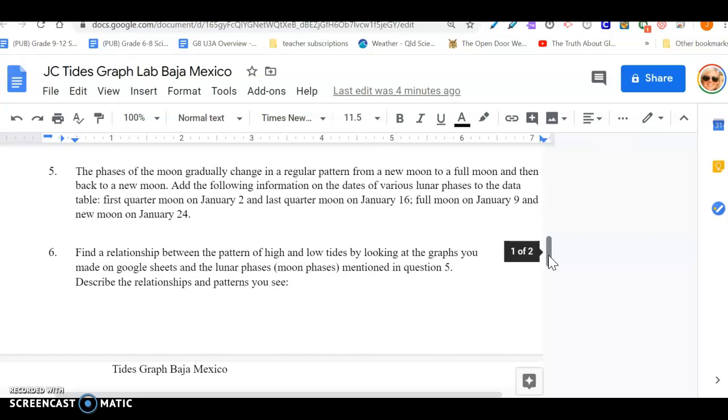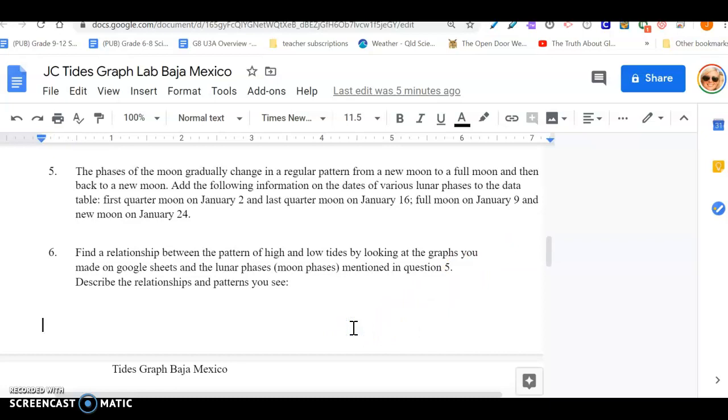And so for number 5, it says add the following information on the dates of the various lunar phases to the data table. So you're going to just write it next to it or add another column, but add in the first quarter moon on January 2nd, the last quarter moon on January 16th. You can add a column to that table down there on the right, and then the full moon on January 9th and the new moon on January 24th.